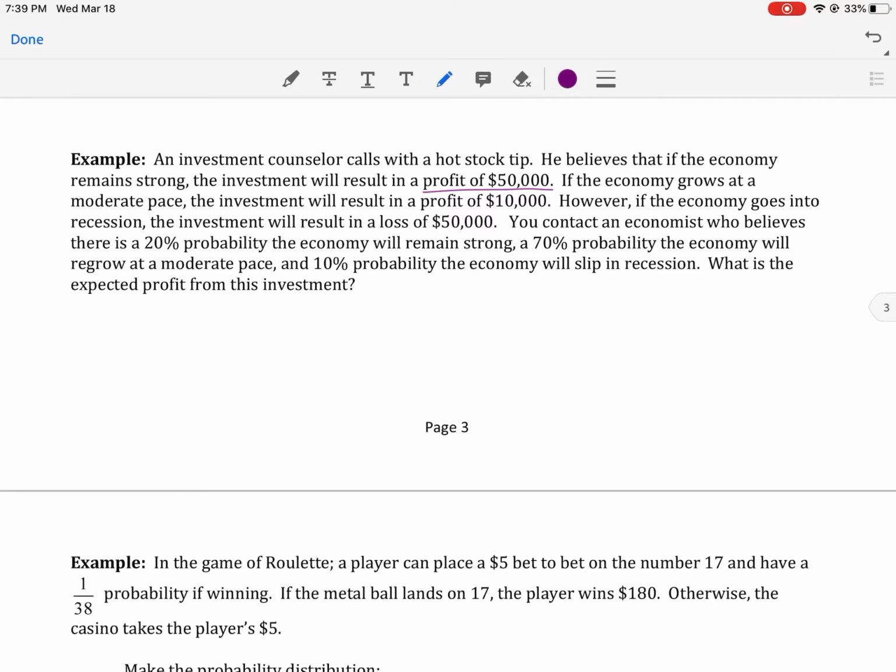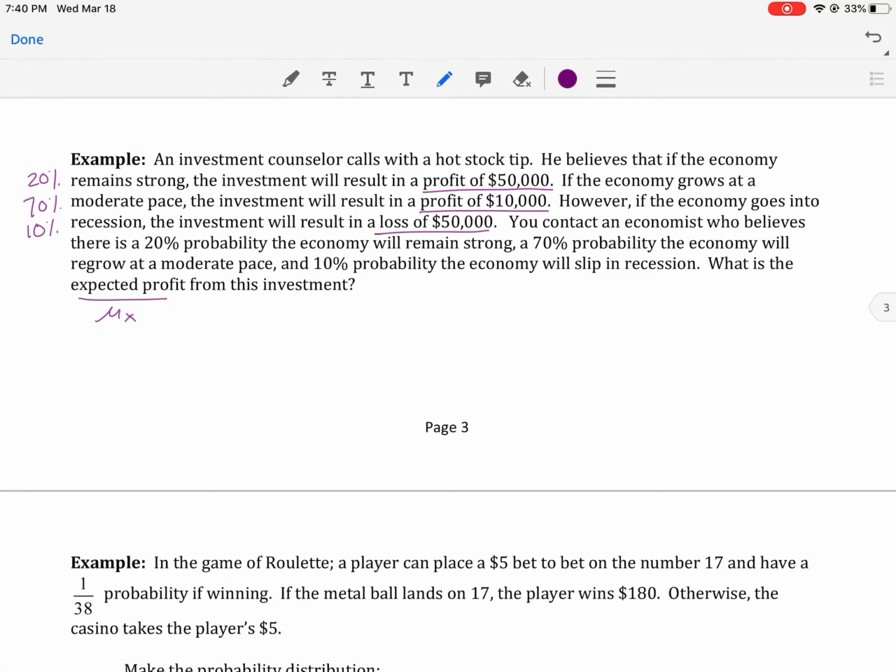If the economy grows at a moderate pace, it will profit $10,000. If the economy goes into recession, it will be a loss of $50,000. Your economist believes there's a 20% probability it will remain strong, so 20% up here, 70% it will grow at a moderate pace, and then 10% the economy will go into a recession. What's the expected profit? So basically your mean in this case.